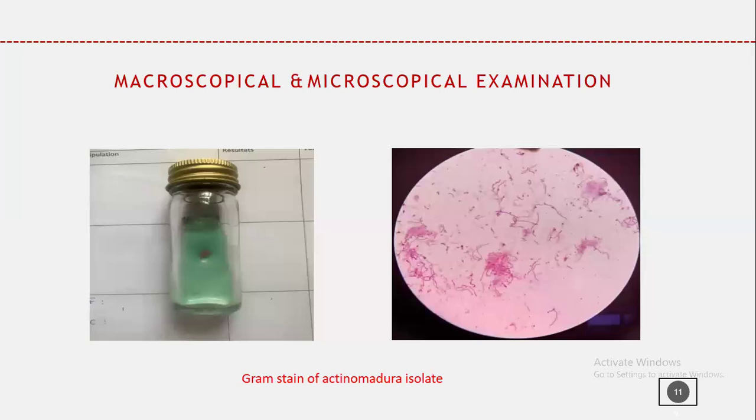Okay, let's move to Gram stain of actinomycetoma isolate. Actinomycetoma is characterized by branched filaments, mimicking bacteria, like bacilli, and mimicking fungi, like fungal hyphae. Here we have the growth in agar media and the stained slides of actinomycetoma.